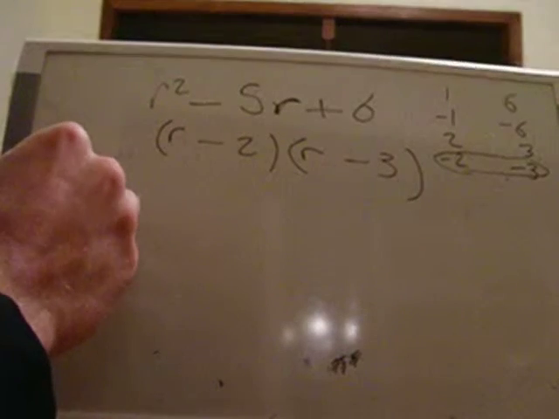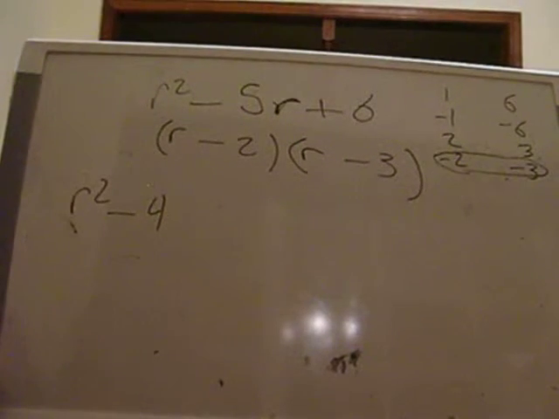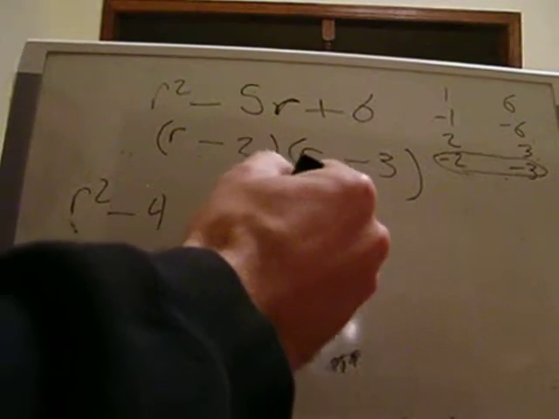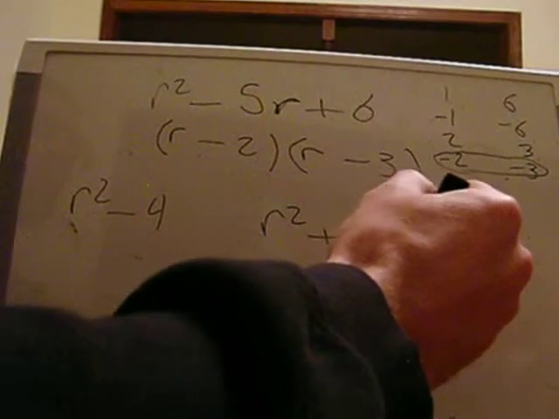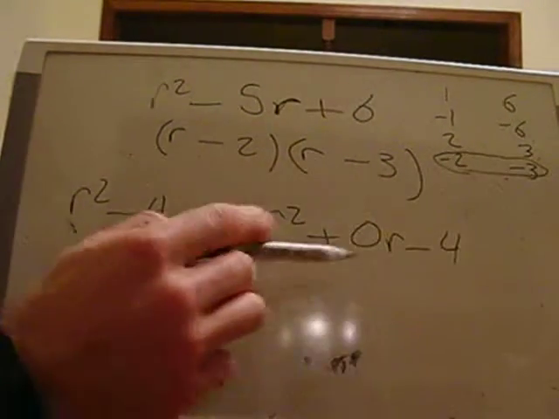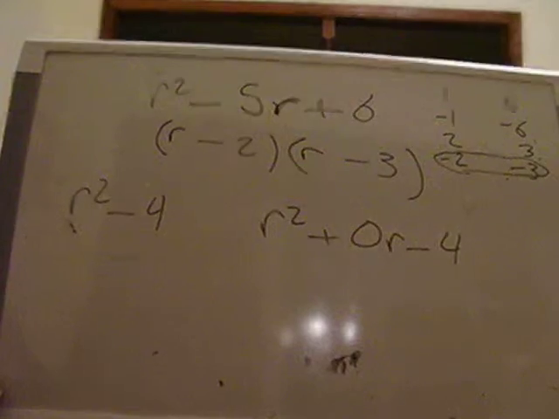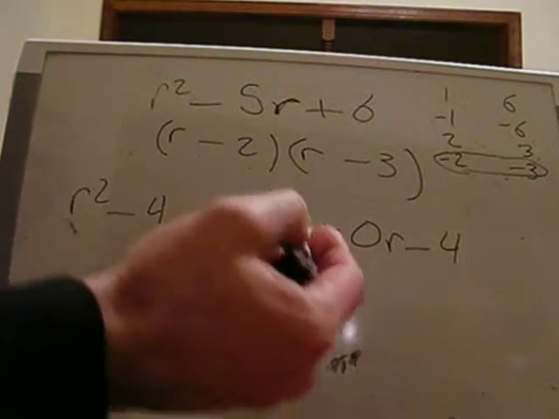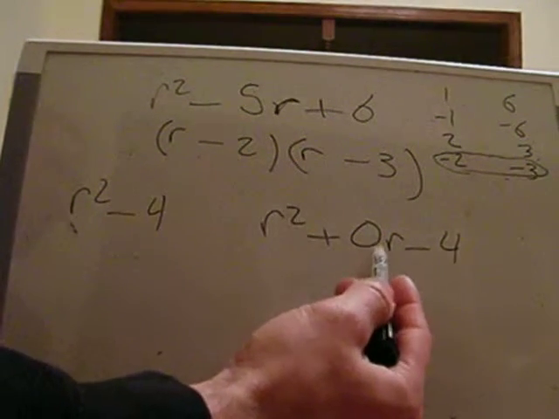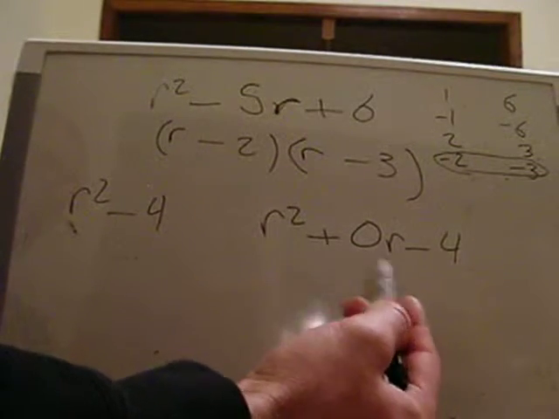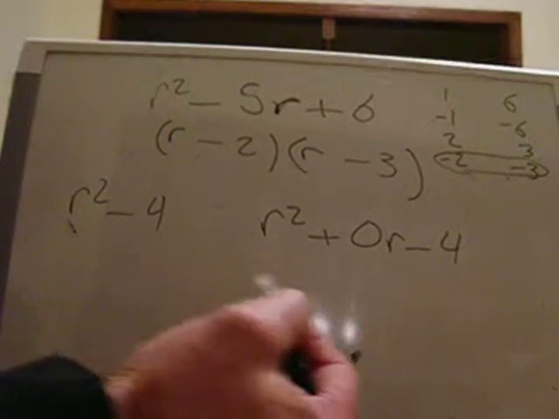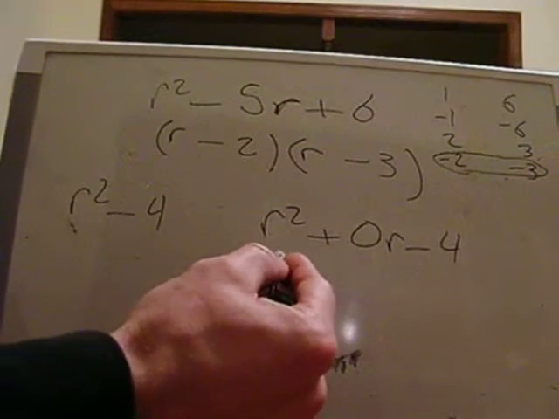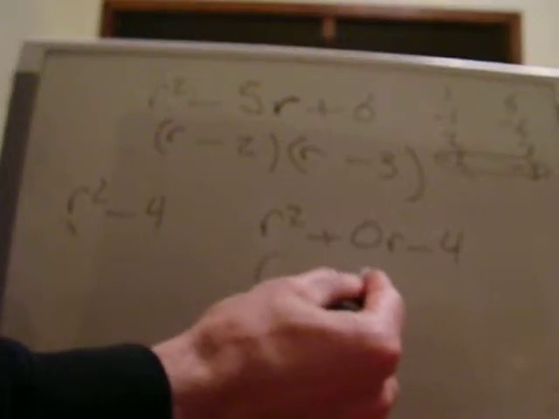We had r squared minus 4. This is a tricky one that doesn't look like a trinomial, but remember that we could rewrite this way if we want. 0 times r would be 0, right? And then we'd have r squared plus 0 minus 4. Well, adding a 0 doesn't mean anything, so it would be the same as having r squared minus 4. But if we look at it this way, we can factor it just like we did the other one.